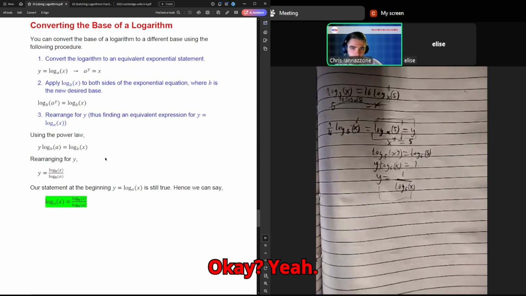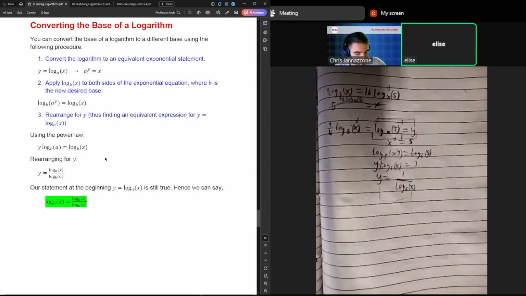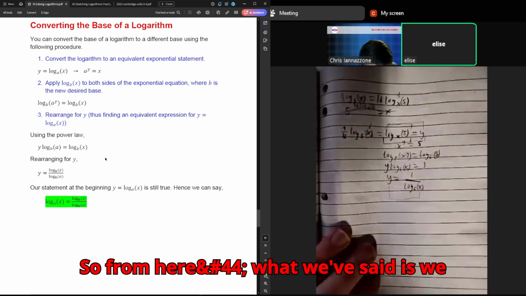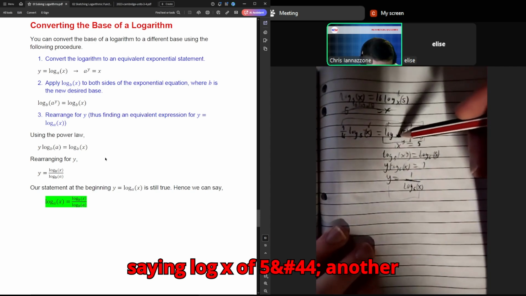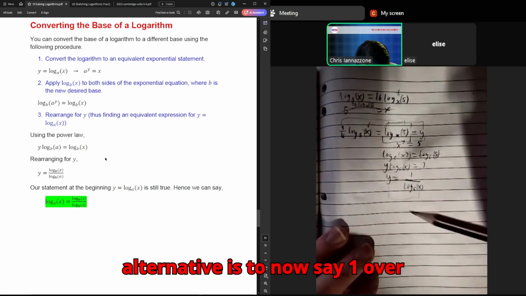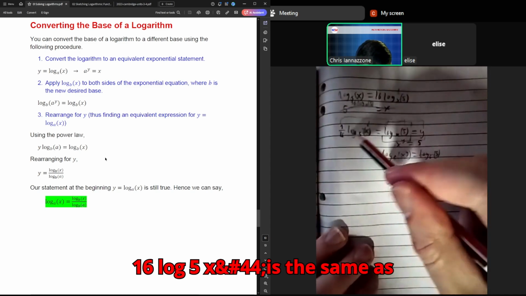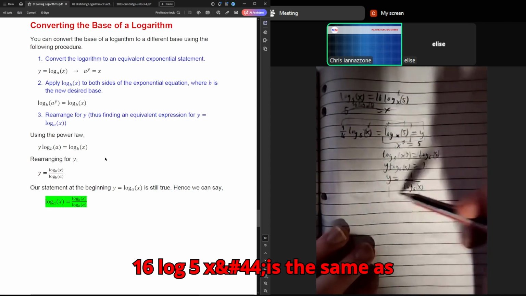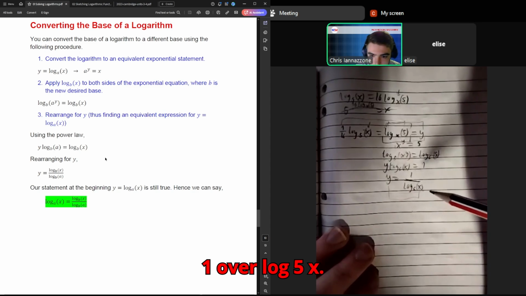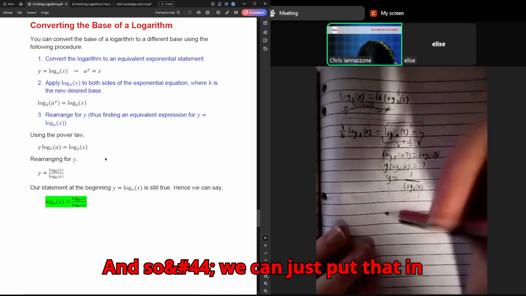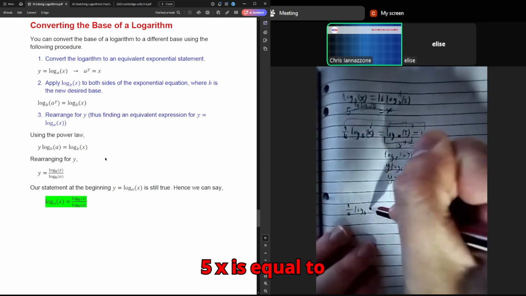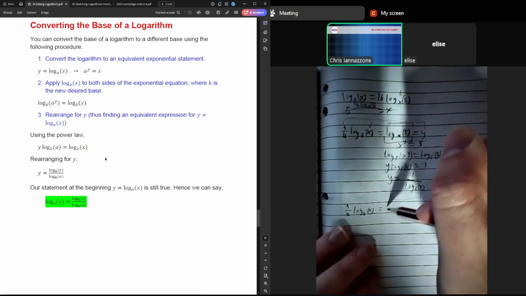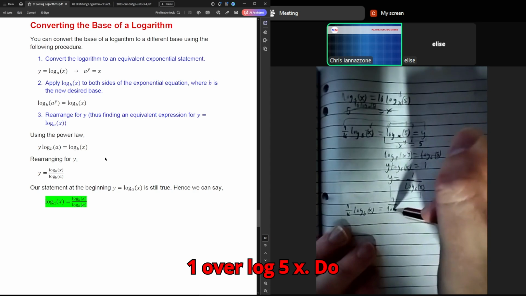Okay? So from here, what we've said is we have this initial equation. So instead of saying log x of 5, another alternative is to now say 1 over 16 log x of 5 is the same as 1 over log 5 of x. And so we can just put that in there. 1 over 16 log 5 of x is equal to 1 over log 5 of x.